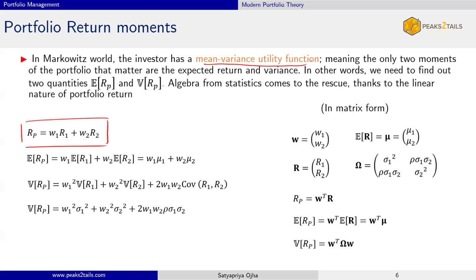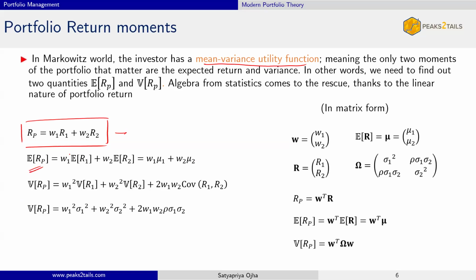So because the investor only cares about the mean and the variance, because those are the things that affect his utility function or happiness, we only need to find out the mean and the variance and we would be able to build the best portfolio using those two moments only. Okay, so this is my portfolio return. What is the mean of the portfolio return, the expected return?